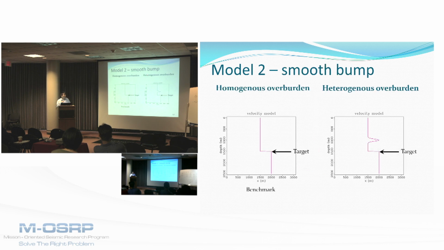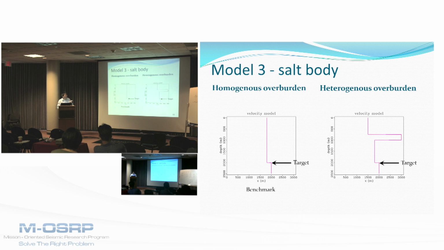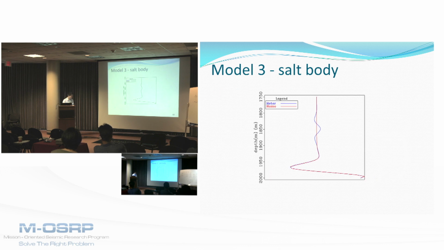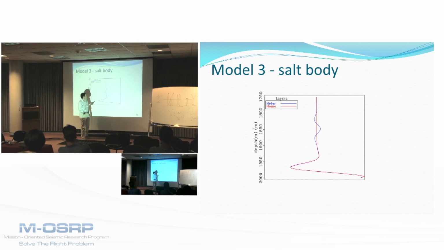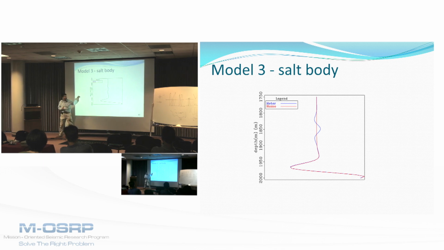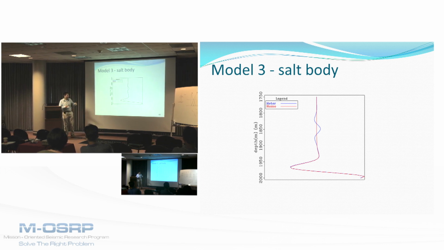And the smooth bump model, and we have the identical image. The toughest is the salt body model, and we have, I would like more words here. We have identical imaging. In fact, we have images over each other, but we have artifacts in the heterogeneous case above that. That is the artifact by the multiple reflection in the forward propagation wave field.